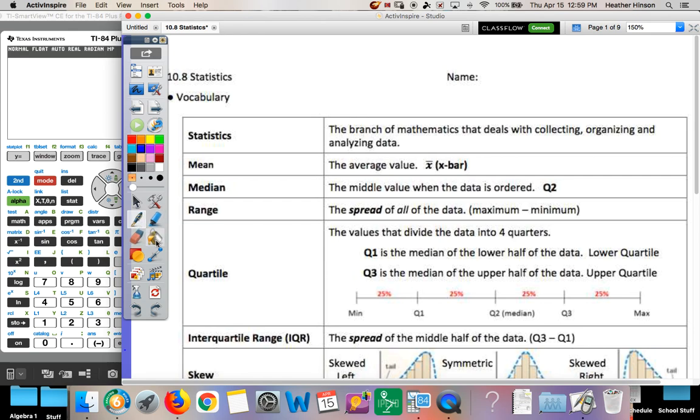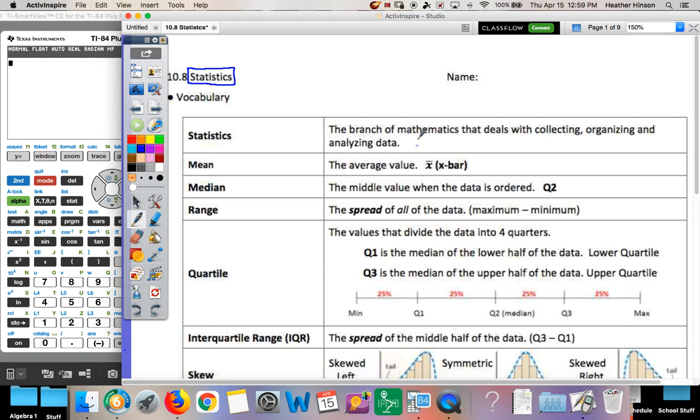Well, hi guys. This is the very last lesson of the algebra chapters before we take your state test. This is your statistics lesson. Statistics is going to have a lot to do with mean, median, range, and a lot of different plots, three different types of graphs that don't look like an XY graph. They look different than that.